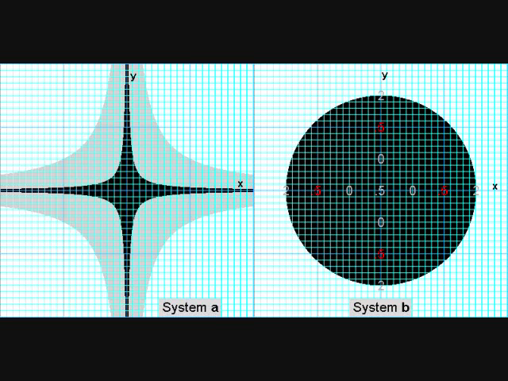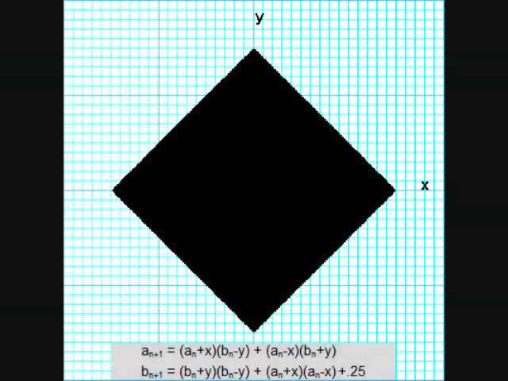What shape pattern do you think the interaction between systems A and B will produce? The lower values of A along the x and y axes might cause the circular pattern of B to be longer along the axes than in the diagonal directions. This is what actually occurs, as shown in this pattern of stability for the interaction of systems A and B at each step of the iterative process.